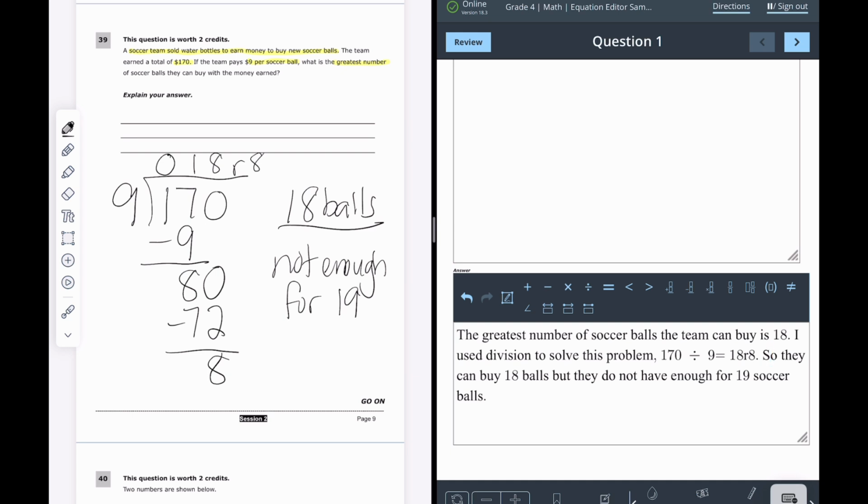So that's it. So give yourself a point if you said 18 was the greatest number they could buy. And again, you have to have that explained there, not just say 18. Really restate the question, and then you have to explain your answer. And in this case I did. I explained I used division and I had 18 remainder 8, so I can buy 18, but there's not enough to buy 19. All right, so hit pause and score your work.